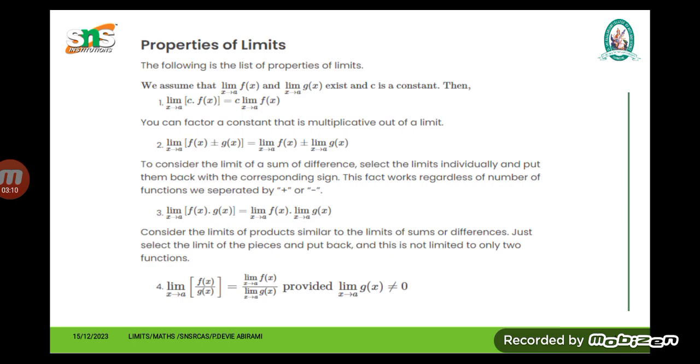Third property is the product property. Limit x tends to a of f of x into g of x. That is, I am applying a limit for the two functions separately: limit f of x into limit g of x.